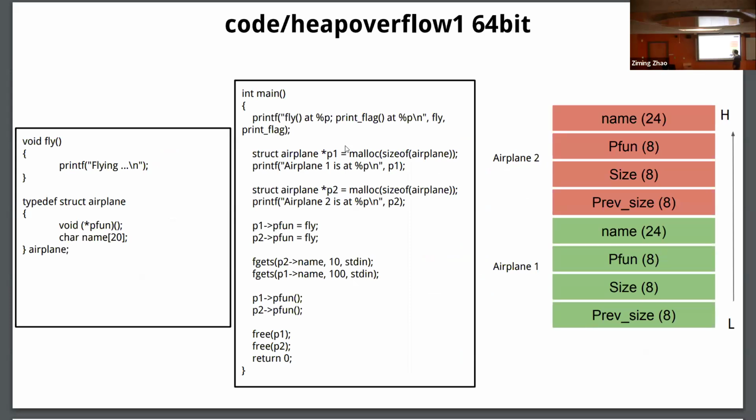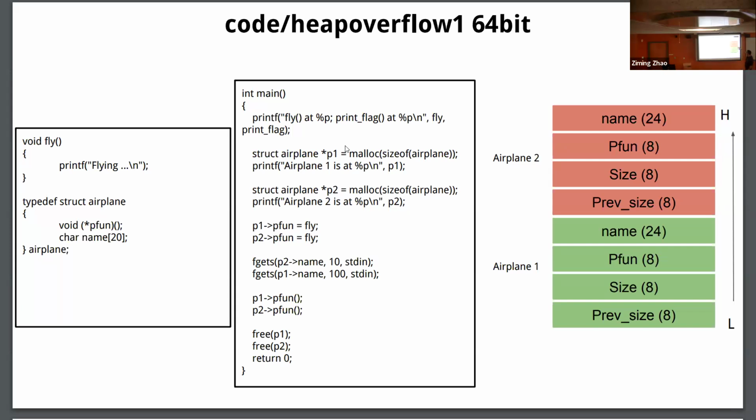So airplane 1, we don't really know which address this is, okay? And it doesn't matter. What we know is airplane 1 will return this place, the buffer of memory, but it has a 16 bytes header. The header has two parts, the previous size and the size, okay? Then it has the function pointer, because the function pointer is the first member. Then we have the name, put in, okay?